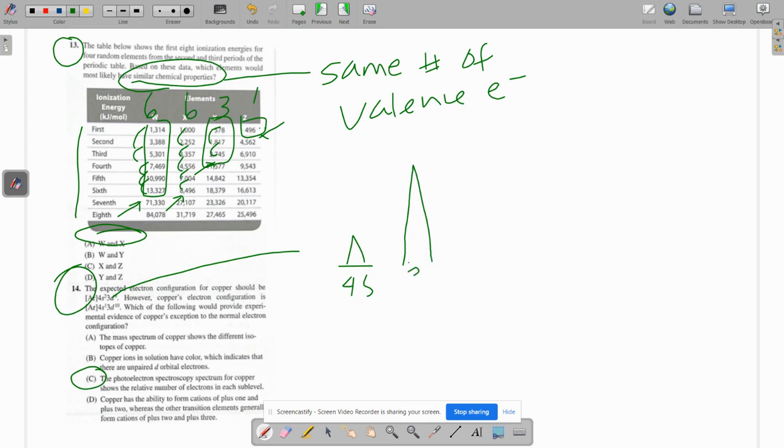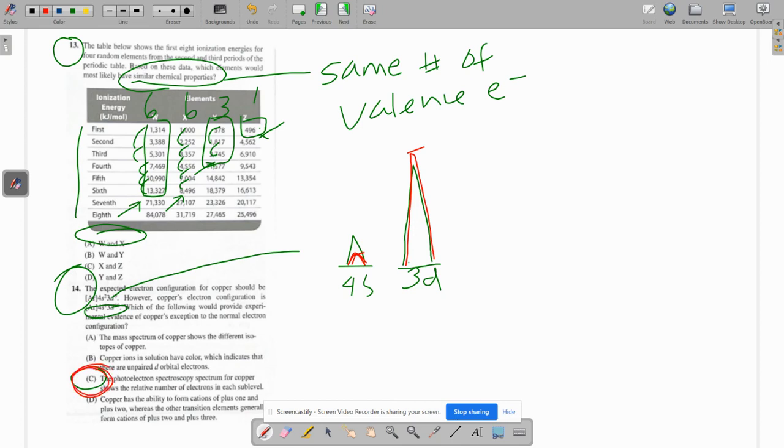We'll say it looks like this. Sorry, 3d. Okay, but then if this is what it actually looks like, what you'd really see is that this guy would be half as tall, and this guy would be just a skosh taller. That's what would tell you that, hey, wait a second, the electron configuration is not what I thought it is. So I think D is definitely the best answer there.